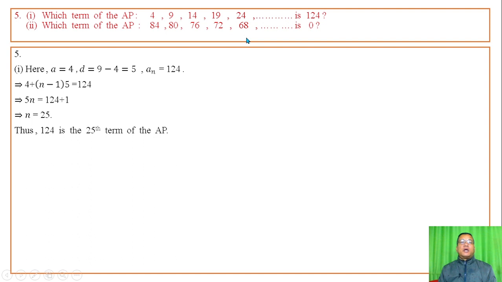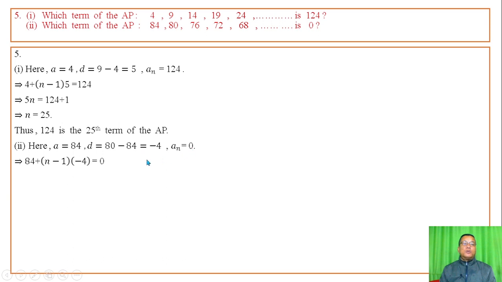Here A is the first term, D is the common difference, which is obtained as the second term minus the first term, that is minus 4. But 0 is given as the nth term. We have to find out n. Using the nth term formula, we have the first term plus n minus 1 times D, whose value is minus 4, equal to 0. Simplifying n from here, we have 22. Thus 0 is the 22nd term of the AP.